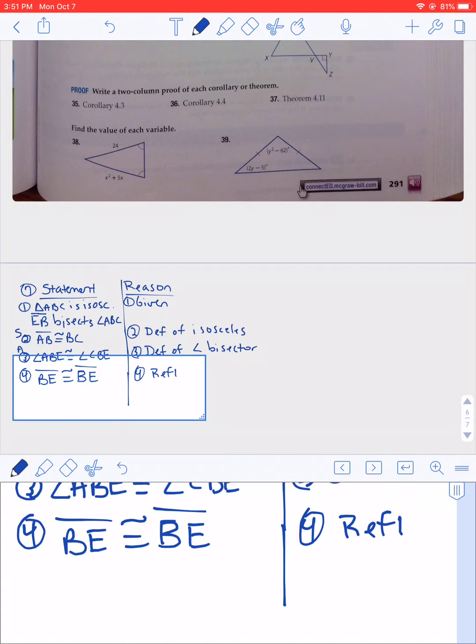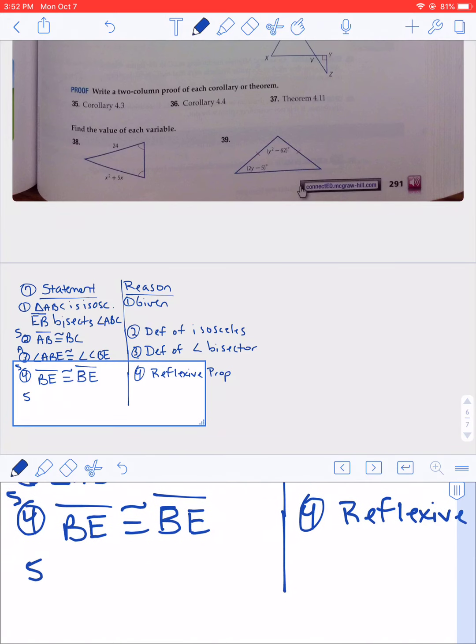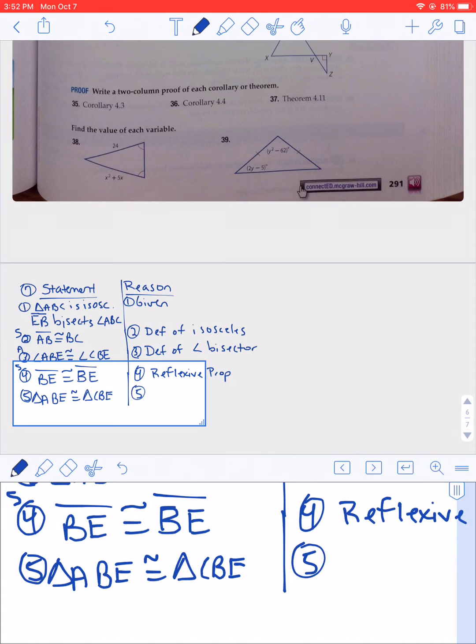So we got reflexive property, and so we've got the S, the A, and the S done. So we're actually done with the proof. We can actually put down what we're trying to prove, which was ABE is congruent to triangle CBE. And again, our reasoning was because we proved two pairs of sides and one pair of angles between the two triangles were congruent, so we are done with that proof.